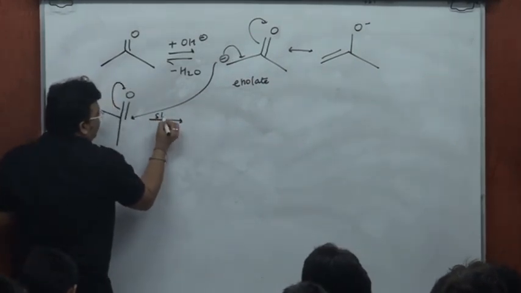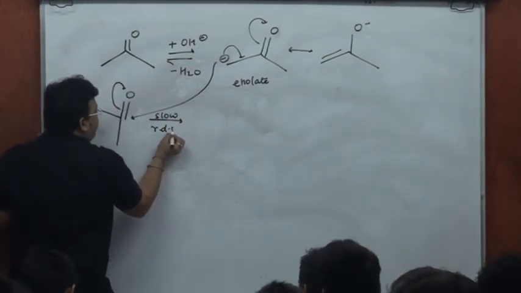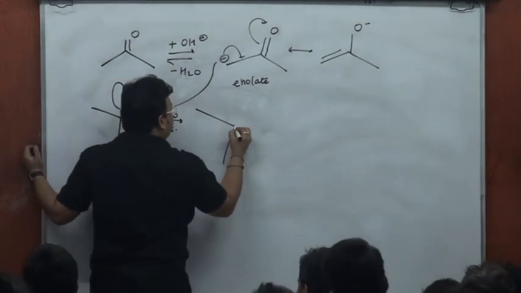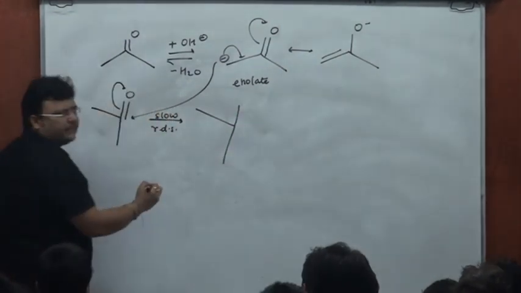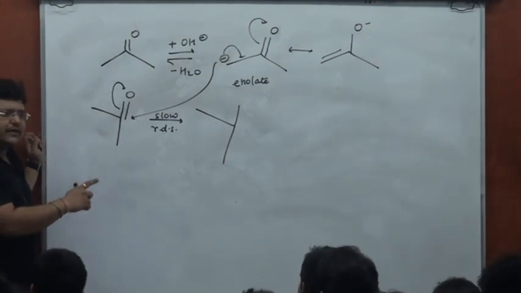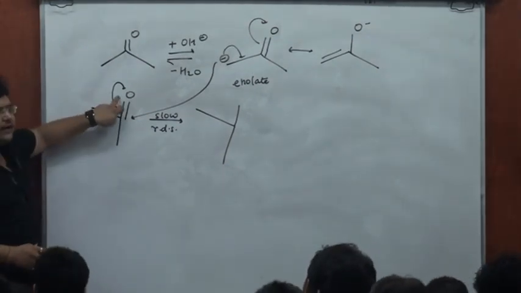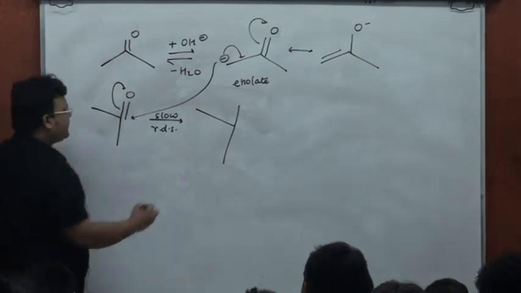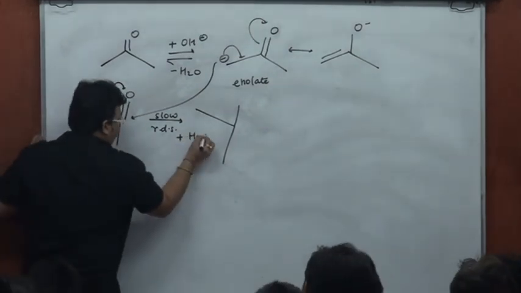Now this again is going to be the rate determining step, and maybe this time you can allow me to skip one step. I'll want to right away write the alcohol. I know an alkoxide will take H plus from water. So it's going to take H plus from water.